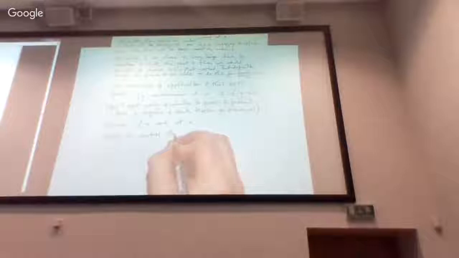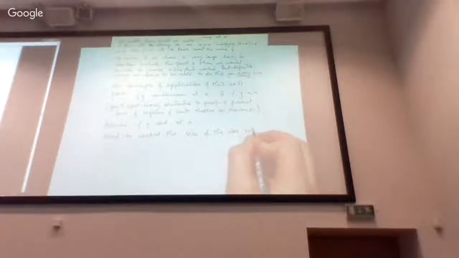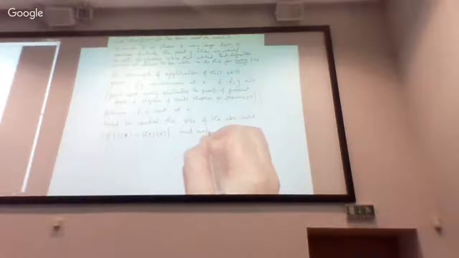So what we need to do is control the size of the absolute value of fg evaluated at x minus fg evaluated at a, because that's the one that features in the definition of continuity, and make it less than epsilon. That's our goal. It's a task. How can we do it?